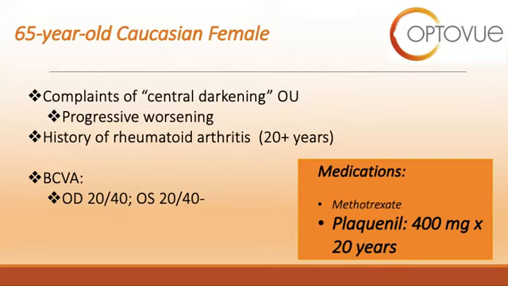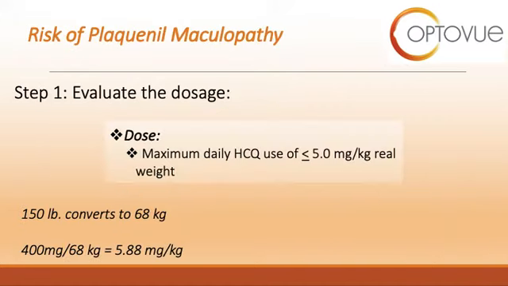Her best corrected vision was 20/40 in both eyes. Her medications are on that orange chart on the side. She was on methotrexate, and she was taking Plaquenil 400 milligrams, or 200 BID, for 20 years. So we're going to assess her specific risk factors as we move through this. She was otherwise healthy. So the first step that the AAO says is look at the dosage.